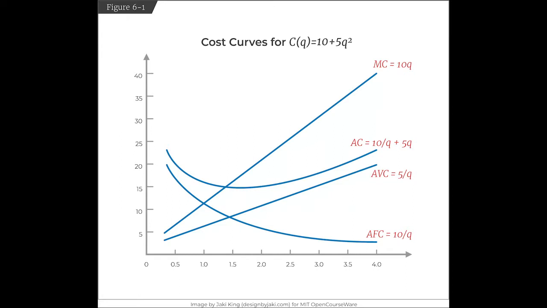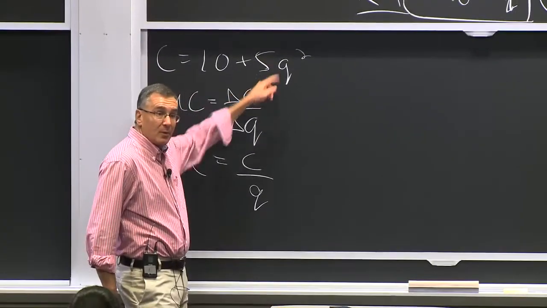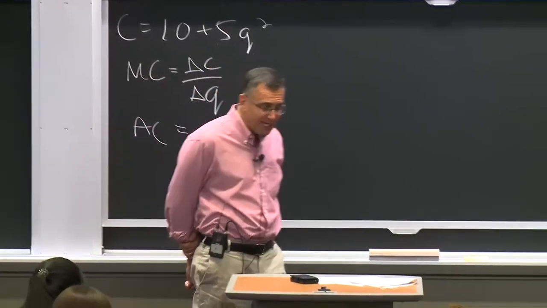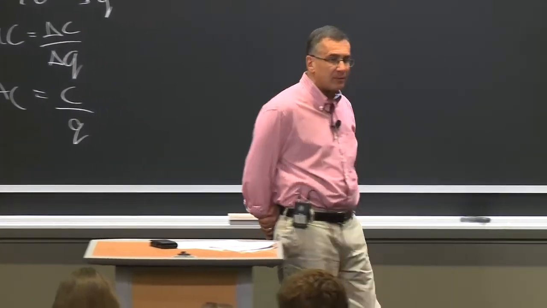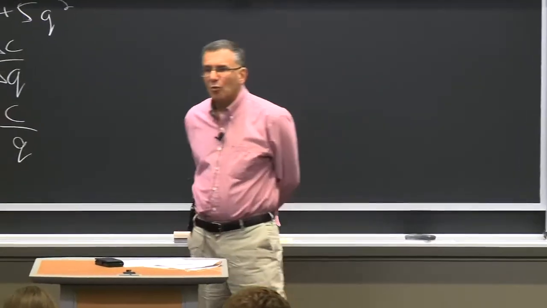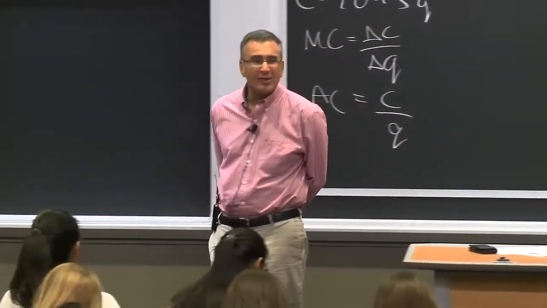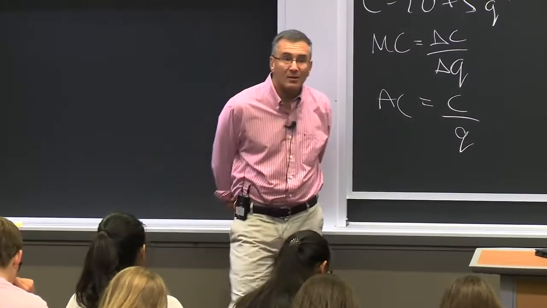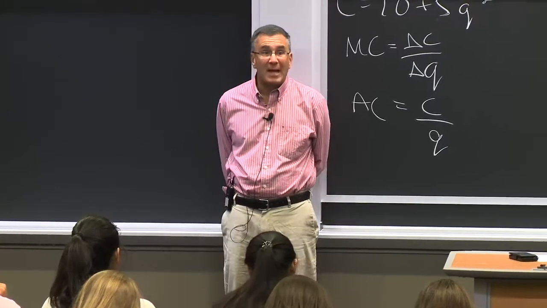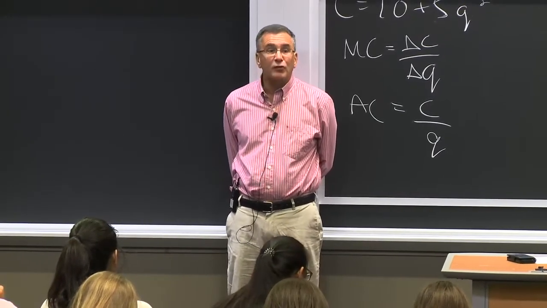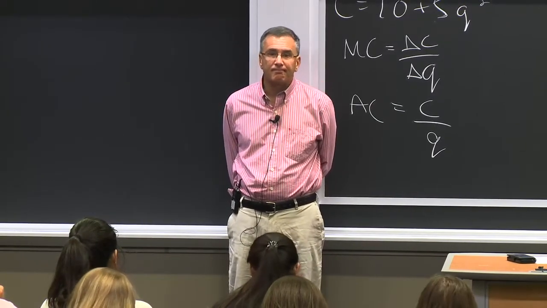Average cost is this sort of funky shaped thing, which is 10 over Q plus 5Q. I just divided the cost by Q. It's first declining and then increasing. Why is that? Why is average cost first declining and then increasing? Just intuitively, why in general in the short run would we expect average cost to first fall and then increase? Anyone have ideas?